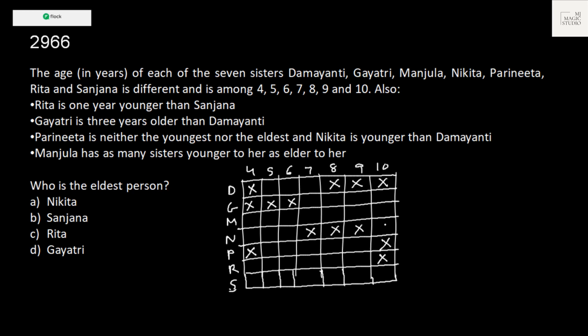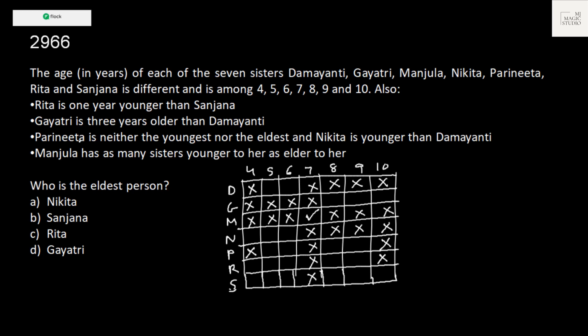Neither 8, neither 9, neither 10. Manjula has as many sisters younger to her as elder to her. That means Manjula is in the middle. Her age is 7. We got the 1 first. And once we have got this, we will try to put a cross across the row and column.